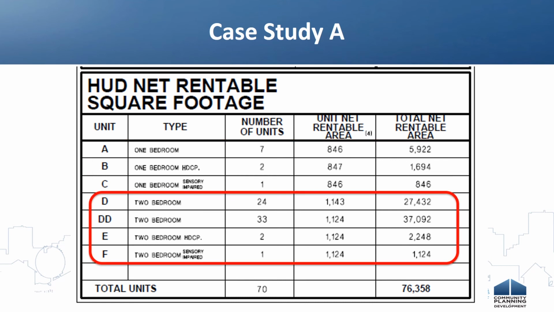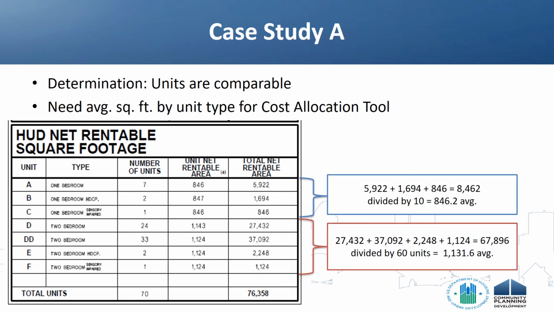But let's take a closer look at the two-bedroom units, which have been labeled as the D, DD, E, and F units. Here we see that the D units are 1,143 square feet, while the rest of the two-bedroom units are 1,124 square feet. When we go to fill out the cost allocation tool, we will need the average square footage of each group or tranche of units. So let's do the math. Again, we see that the one-bedroom units are very close. The overall average is 846.2, which we've determined by adding together the square footage of each of the architectural unit types and dividing by the 10 one-bedroom units.